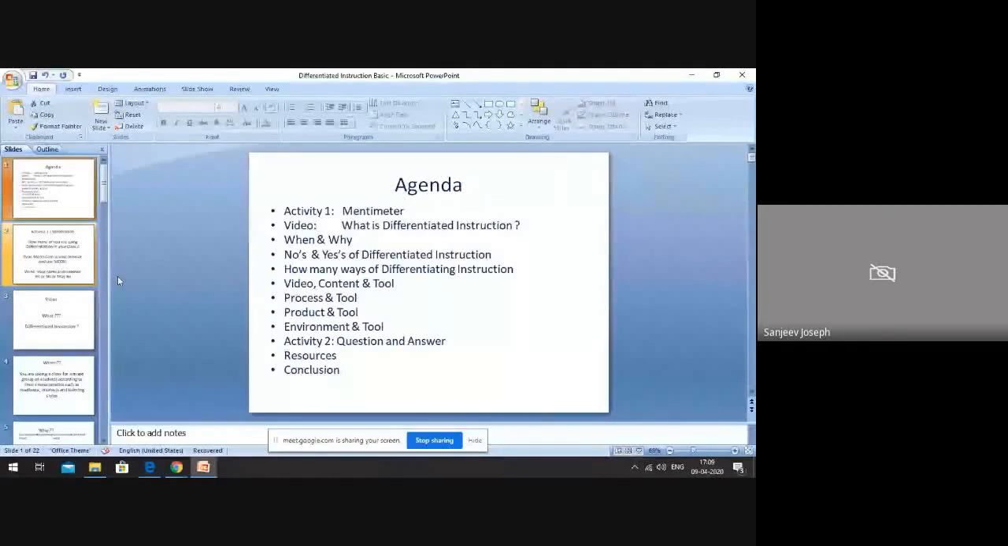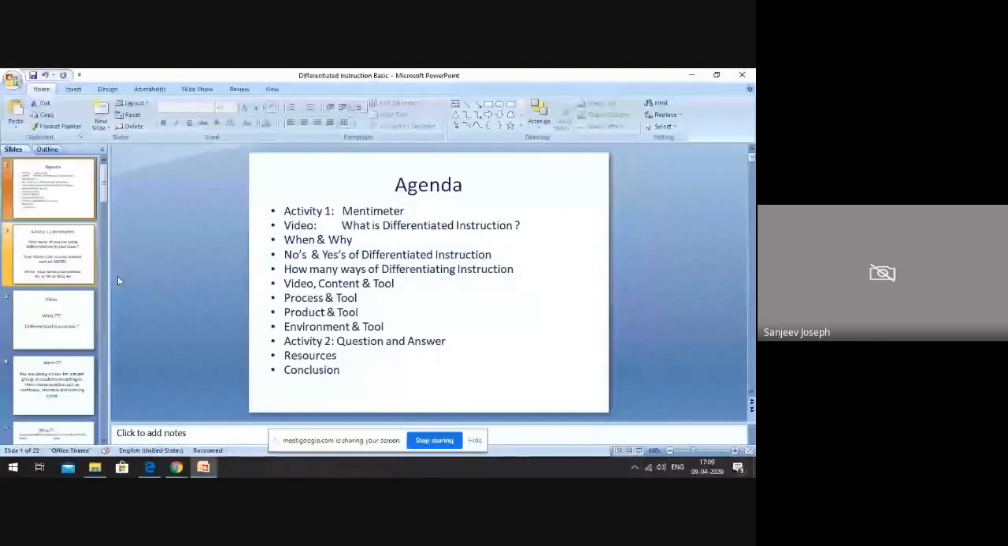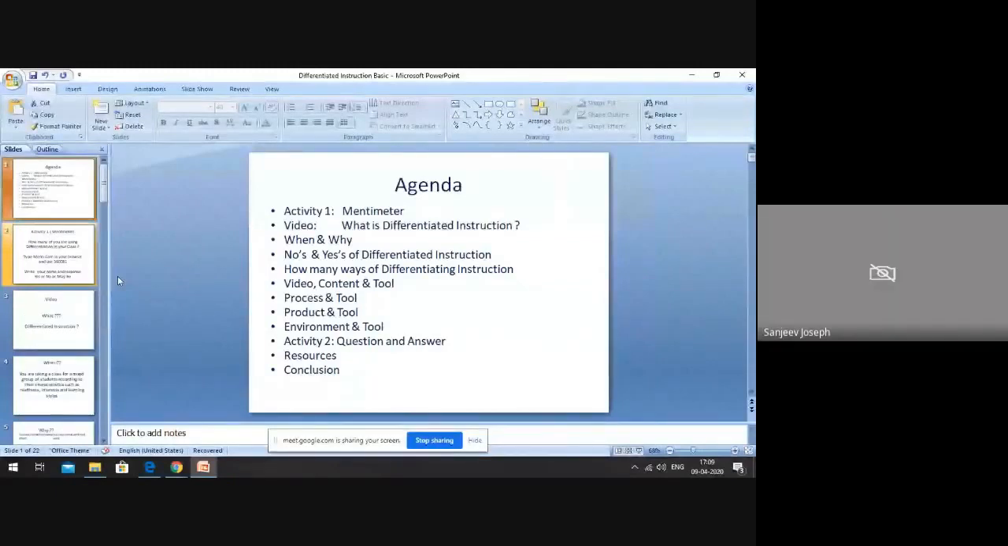Here the agenda is that we start with one activity, that is Mentimeter, which we learned in the previous session, and then we go to a video which is telling us what is differentiated instruction. Then we move on to when we can use and why we should use differentiated instruction, and how many ways of differentiated instruction there are.